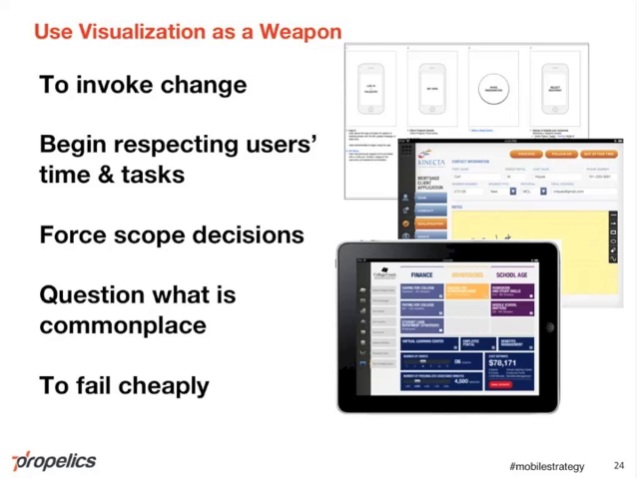We use it to force scope decisions in terms of what we're going to put in the application and what we're not. It's a great way to question what is viewed as commonplace functionality. A lot of times we get stuck in processes based on either what we've always done or on systems that drive some of this information. Visualization is a great way to really question what we're trying to do here. And frankly, it's also a great way to fail cheaply.